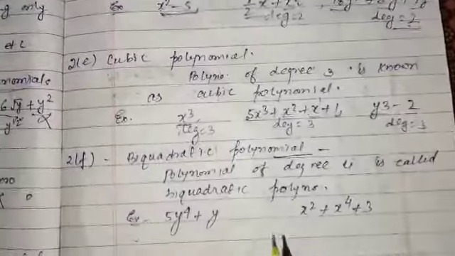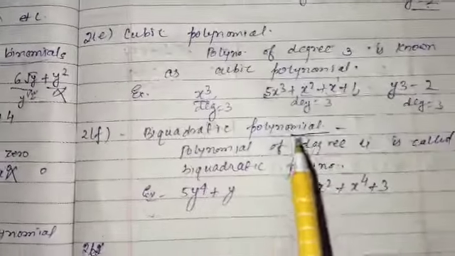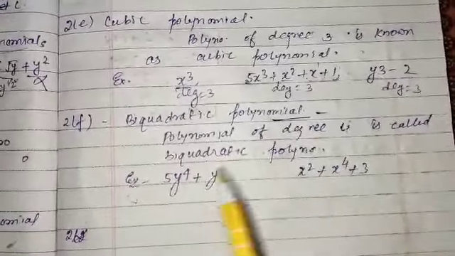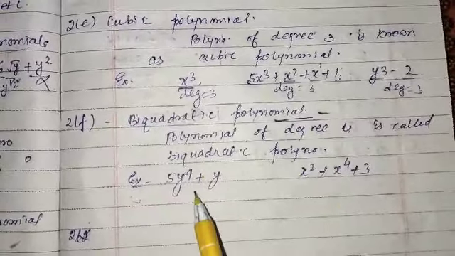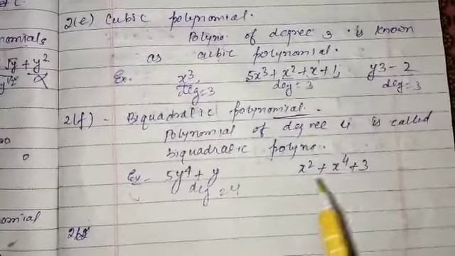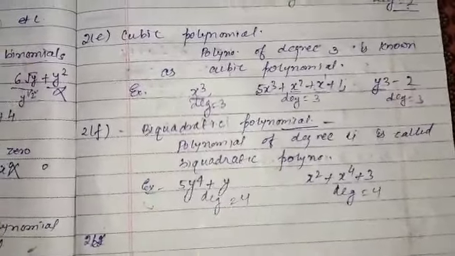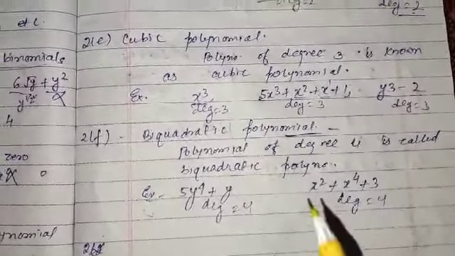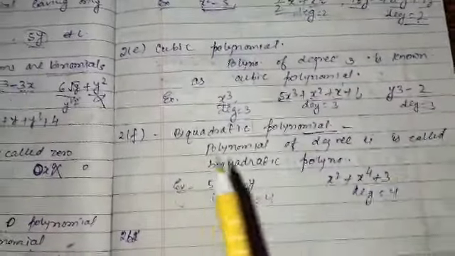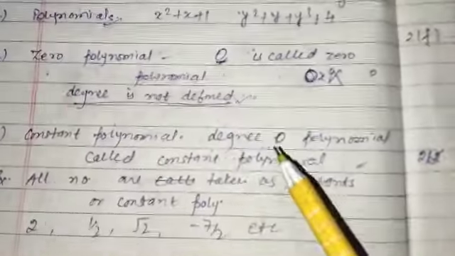Similarly, biquadratic polynomial. A polynomial of degree 4 is called biquadratic, meaning degree is 4, so biquadratic. So these are the polynomials on the basis of degree of polynomial.